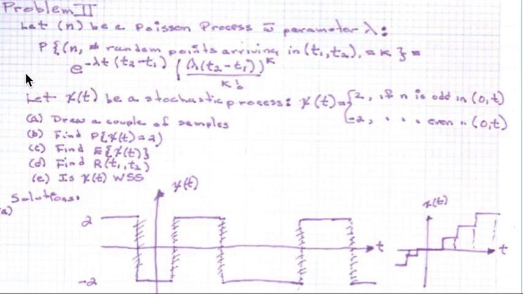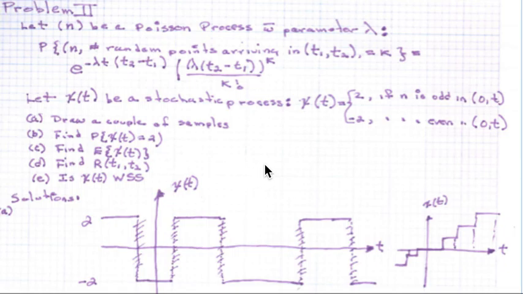Now we are asked to find roughly 5 items. First, to draw a couple of samples, to find the value where the probability x of t equals 2, find the expected value of x of t, find the autocorrelation of t1, t2, and determine whether or not the stochastic process x of t is WSS.